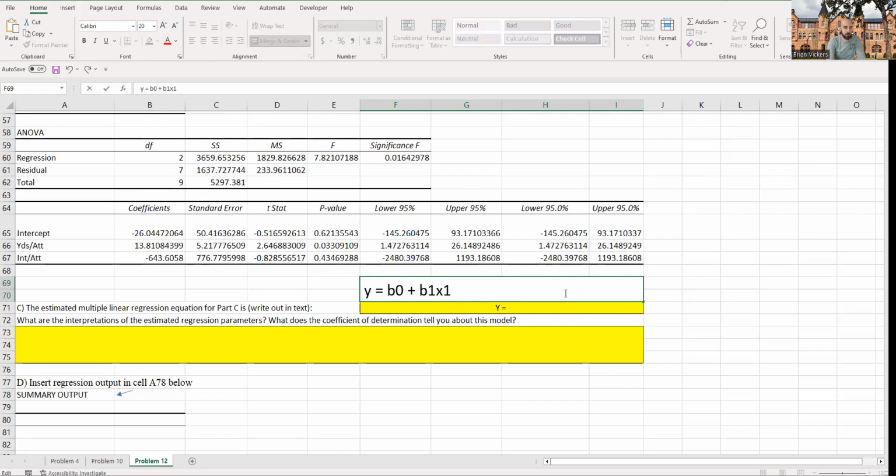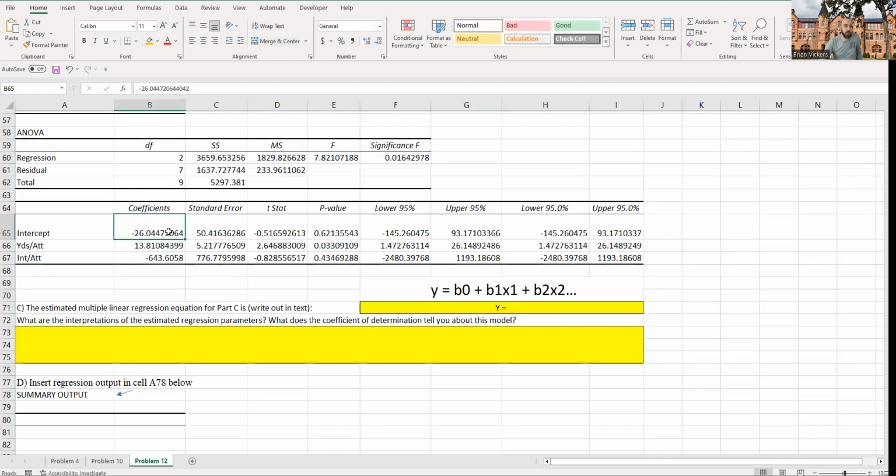So when you have multiple regressors, then you just have intercept plus slope of x1 times x1, so whatever value it is you're inserting there, plus slope of x2, the second variable, times whatever the second one is, and so on.